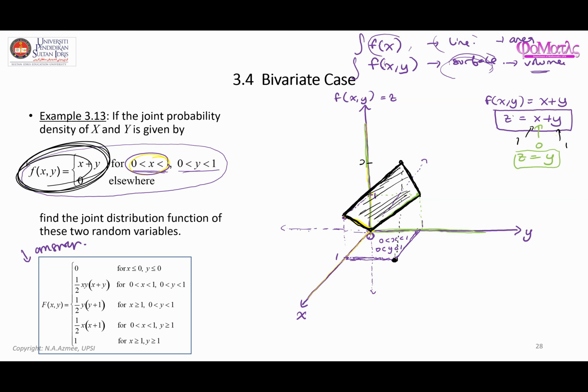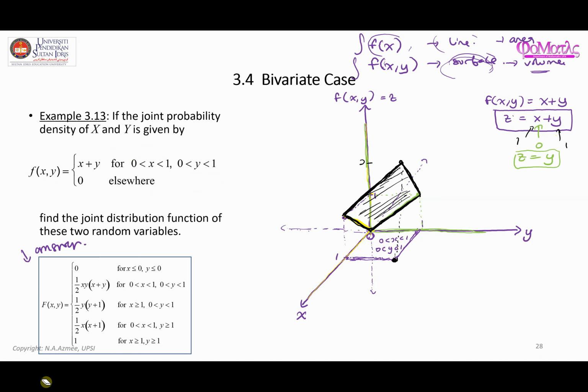So back to our original question, which is to find the joint distribution function for this given joint PDF. First of all, we need to consider how many interesting regions we have. For this one, this is the region where X is between 0 and 1 and Y is between 0 and 1. Now, it could also be a scenario where you consider this region here. I'm just going to use a different color for that one. This particular region here.